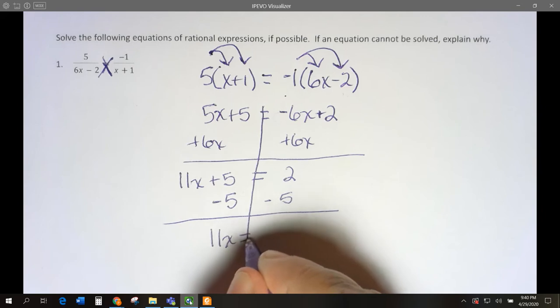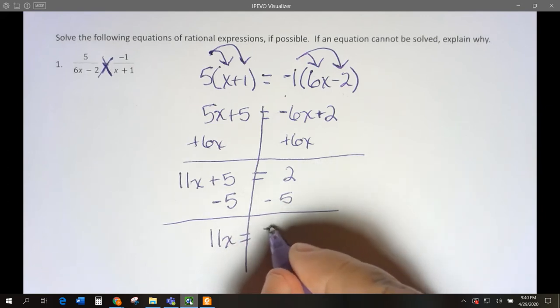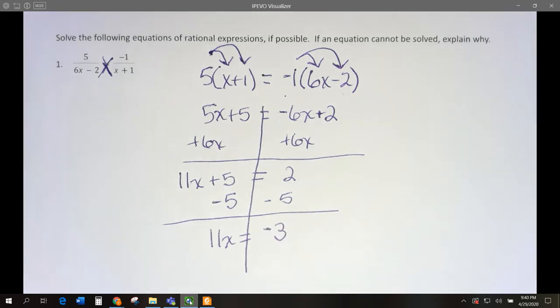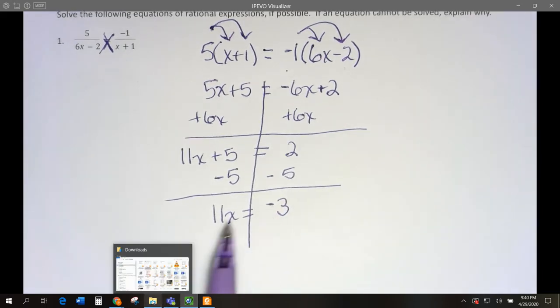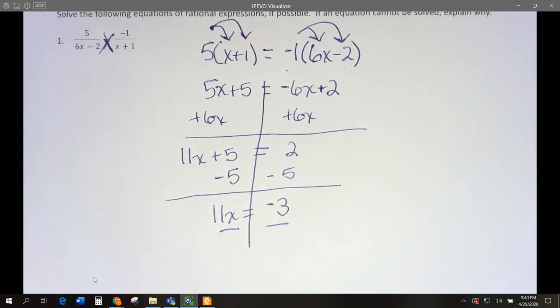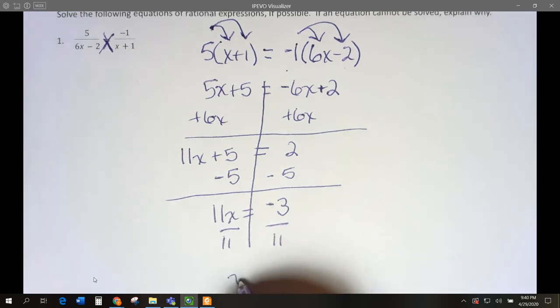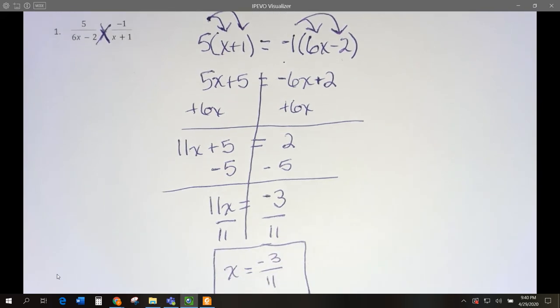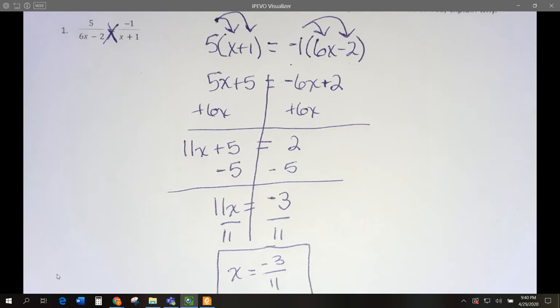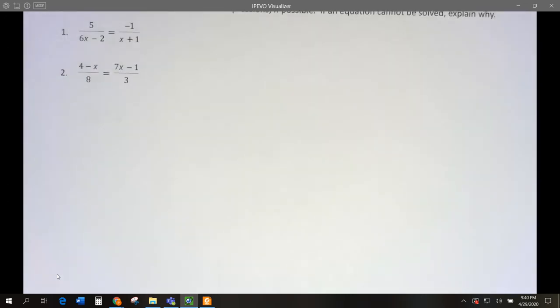11x is going to be 2, take away 5. Start at 2, go down 5, be at negative 3. And then we need to divide by 11 on both sides. And x is going to be a negative 3/11. And that's our answer for number 1. Let's go to number 2.